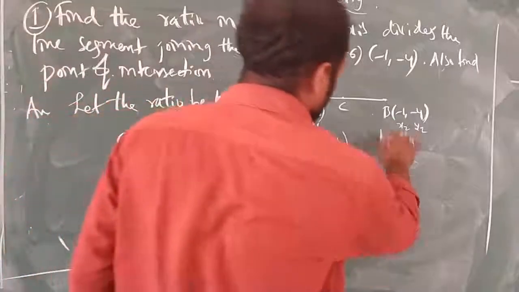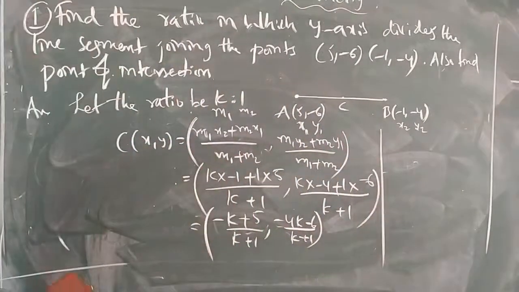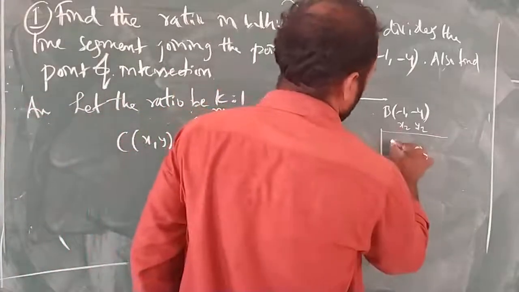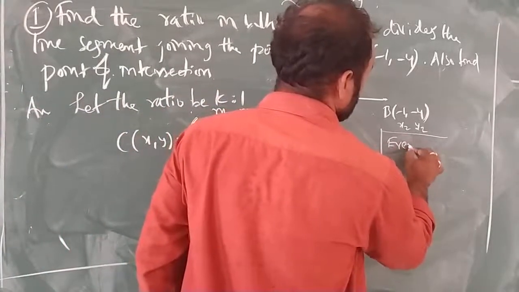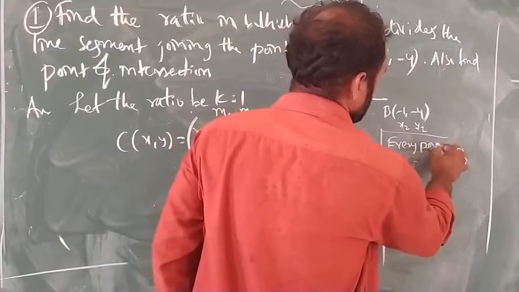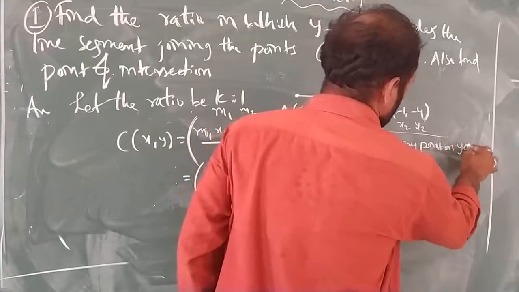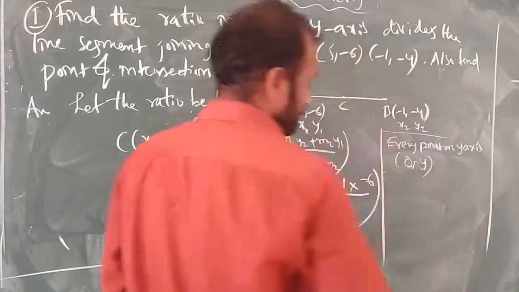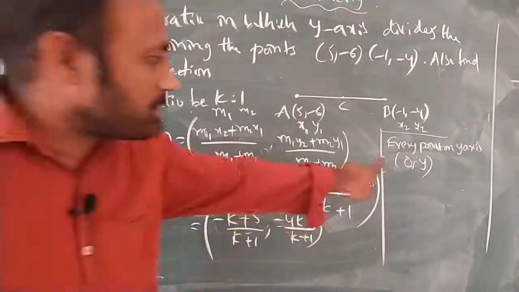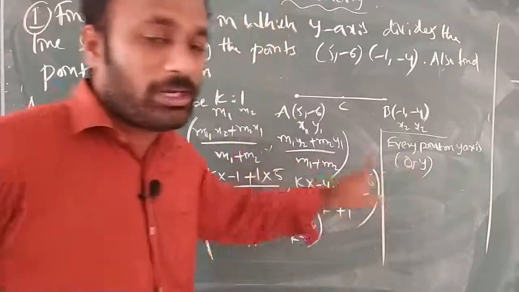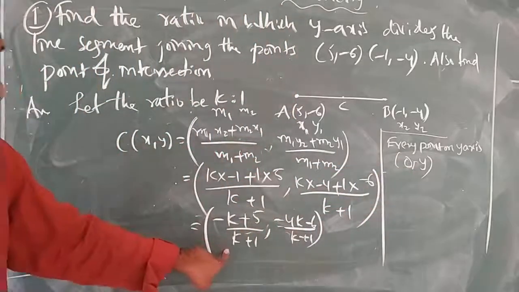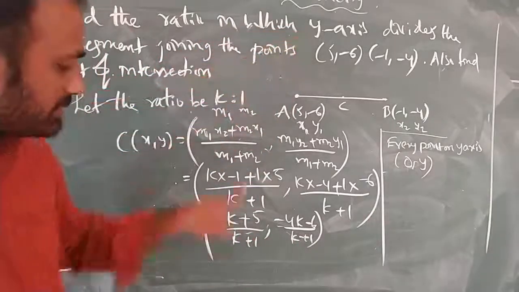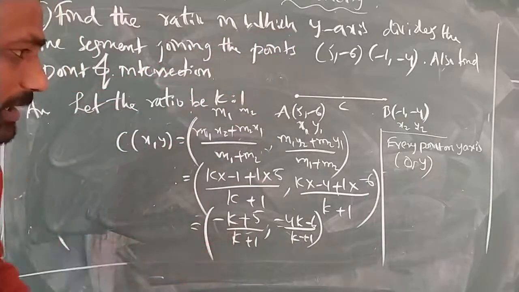Now after doing this, he is saying that the point is on the y-axis. So every point on the y-axis will be in the form of 0 comma y. 0 comma y means the x coordinate will be 0. So in this we got the x coordinate and y coordinate. To get our value, since he is talking about the y-axis, I will make my x coordinate as 0.